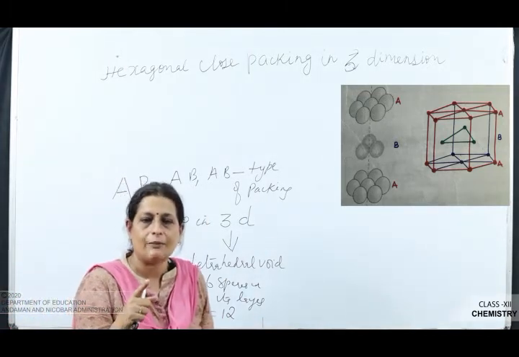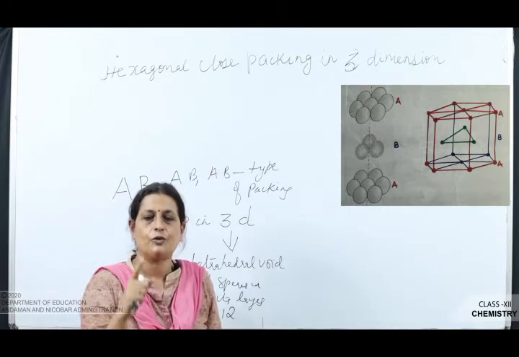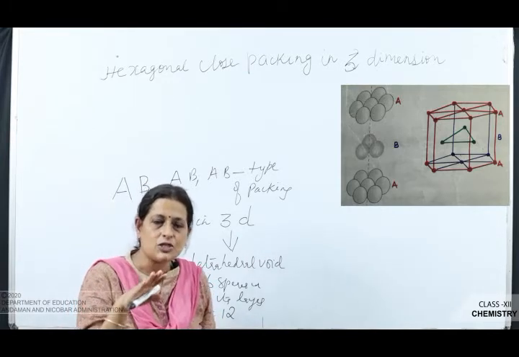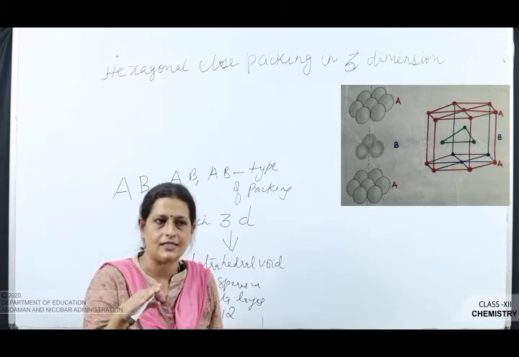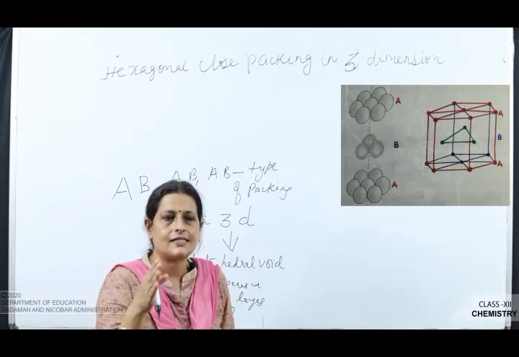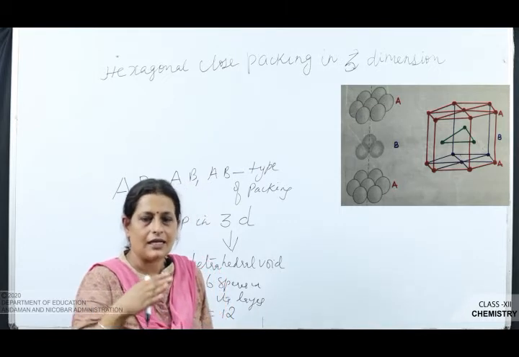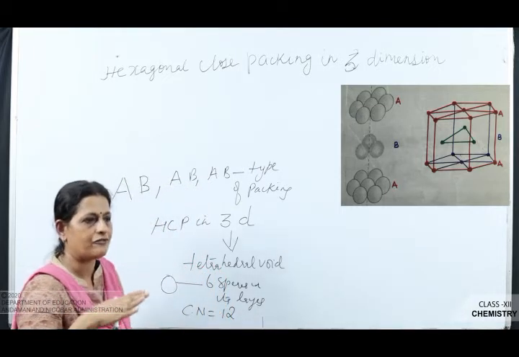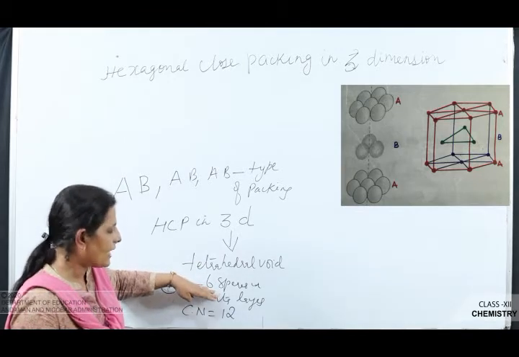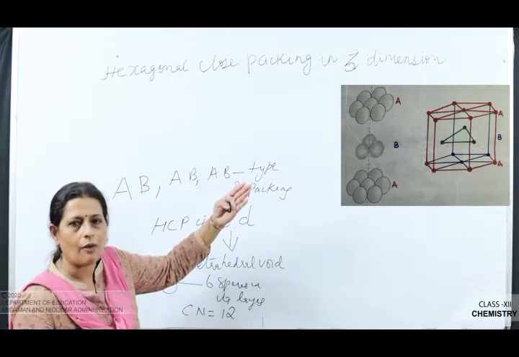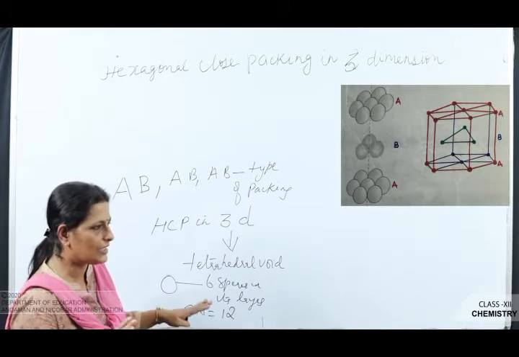But in case of 2 dimension, what was the coordination number for hexagonal close packing? It was 6. That is, we are taking into account only the spheres in its own layer. That is, each sphere is in contact with 6 spheres in its own layer. But in case of 3 dimension, we have to take the 3 axes. So in its own layer, it is in contact with 6 spheres, 3 at the top and 3 at the bottom. So is it clear?